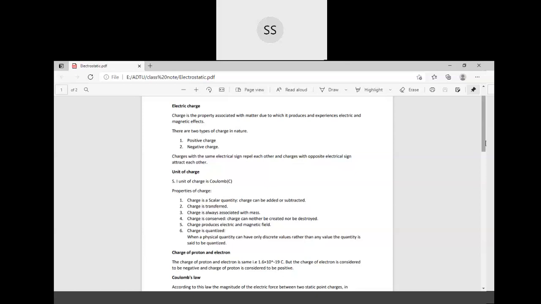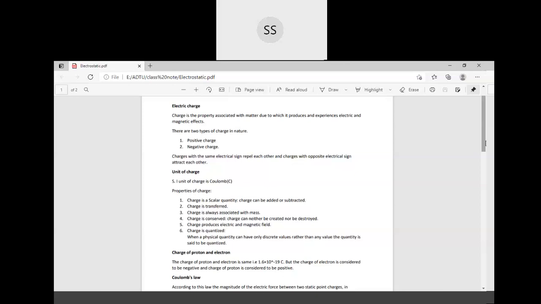Charge is quantized. Quantized means charge can be calculated only in discrete values. That means charge can be calculated only like 1 electron charge, 2 electron charge, 3 electron charge, like that. Charge cannot be calculated like half electron charge or 0.001 electron charge. It cannot be calculated in fractions and point values. It is only calculated in discrete values, 1, 2, 3, like this.